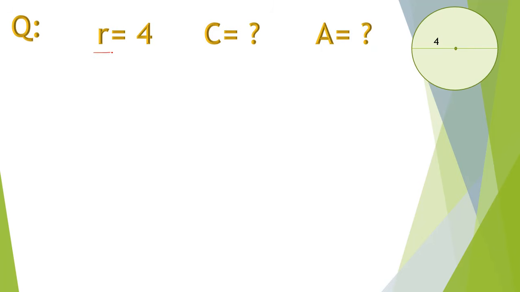If the radius is 4, what is the circumference and area? Do it on your own, it's very easy.